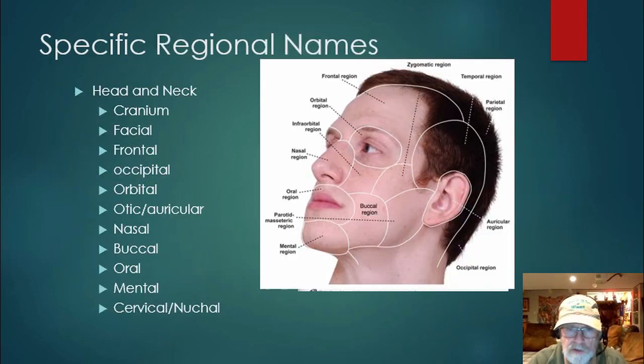Okay, so let's go each of those individually. Let's first talk about the head and neck. These are words, again, you have to know. There's a bunch of words here, and you really have to know them. Most of them are pretty simple. Most of them are actually very easy.